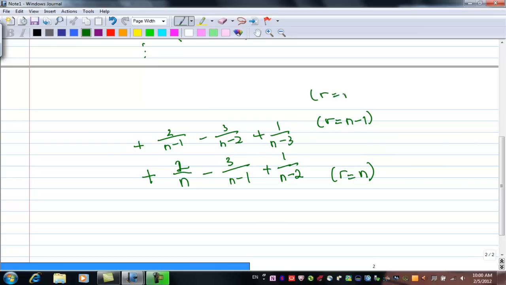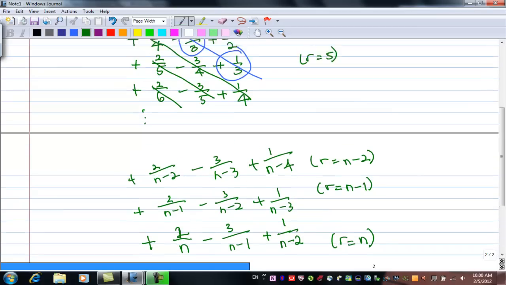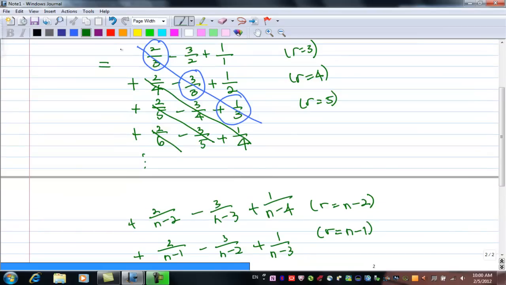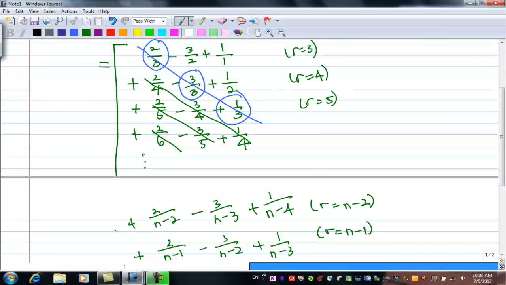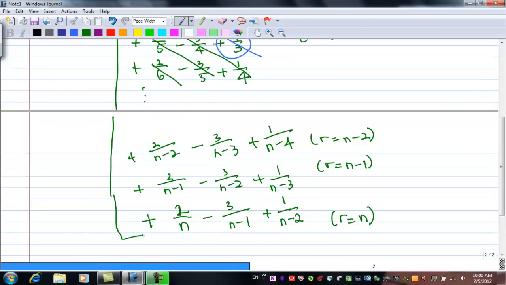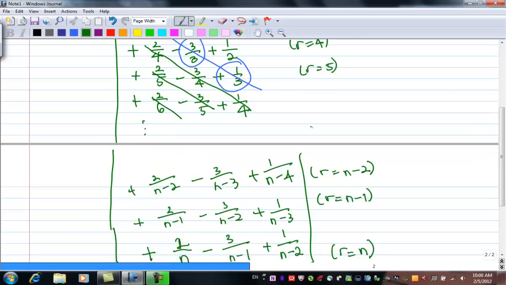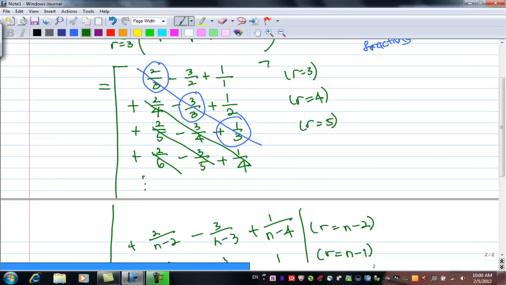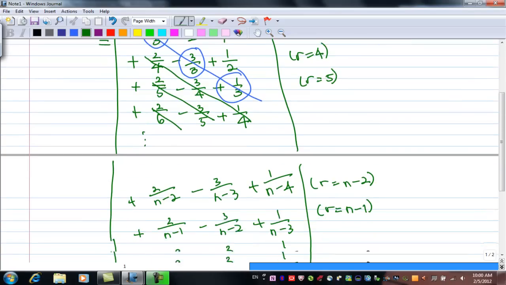And one more row before that, it will be for r equals to n minus 2. I will have 2 over n minus 2 minus 3 over n minus 3 plus 1 over n minus 4. Okay, so let's put a big bracket around the entire sum. Remember that this is something we cannot forget for method of difference. Okay, so a big bracket to denote that this whole chunk of terms is in fact one sum.